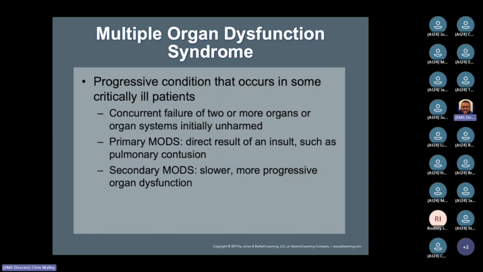MODS occurs when injury or infection triggers a massive systemic immune, inflammatory, and coagulation response accompanied by releases of toxins. Primary MODS is a direct result of an insult, such as pulmonary contusion. Secondary MODS is a slower, more progressive organ dysfunction.